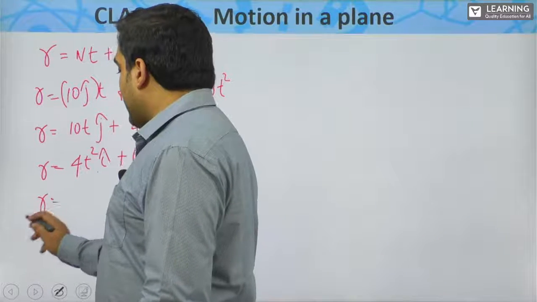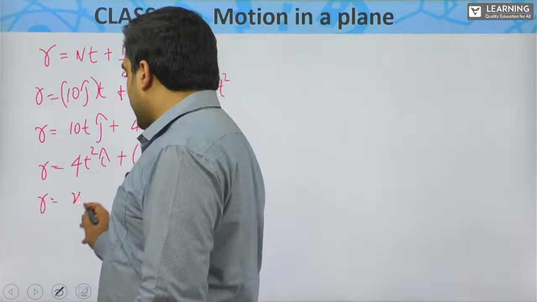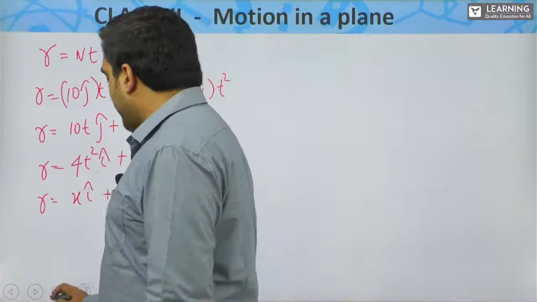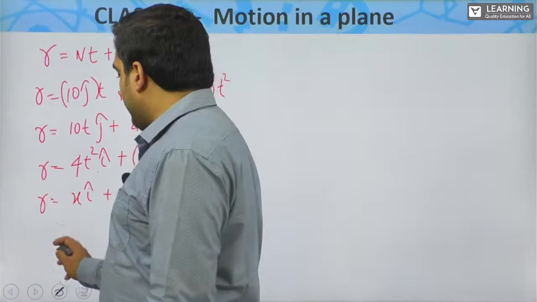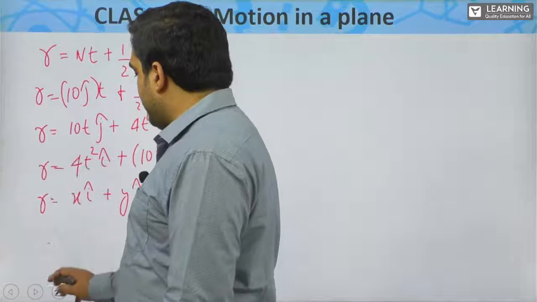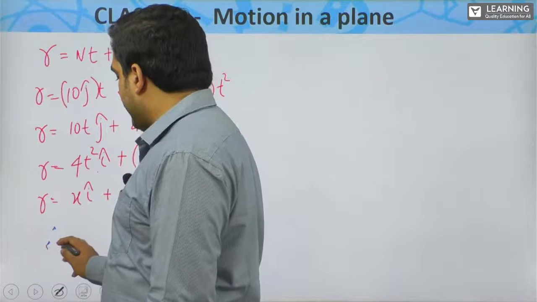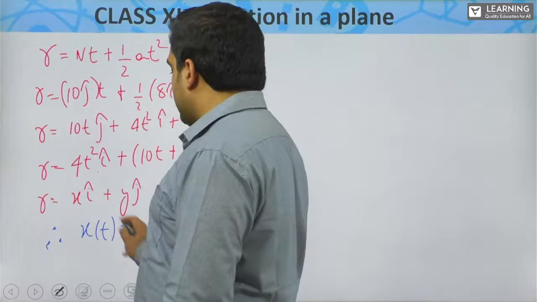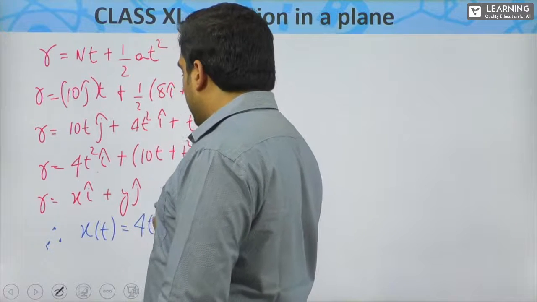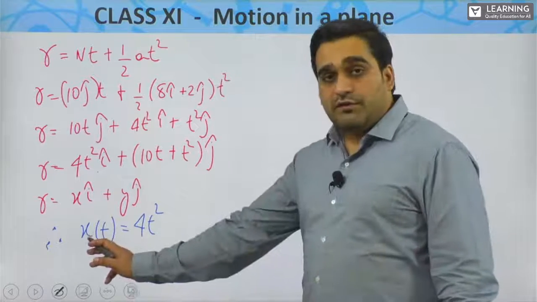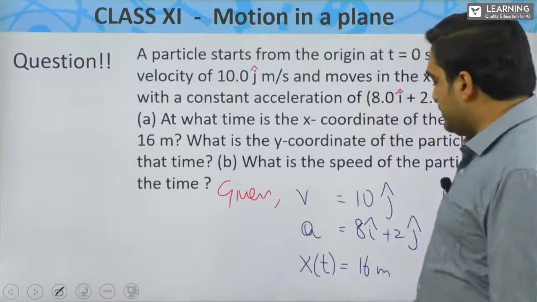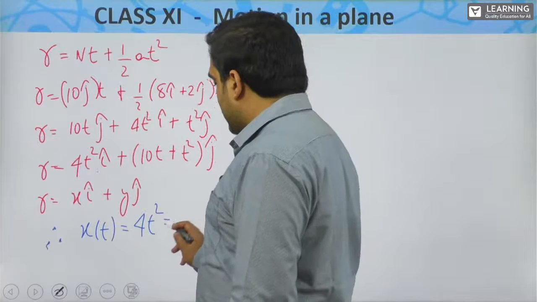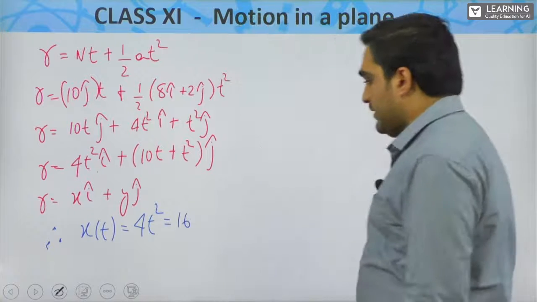Because we have learned that r can be represented as x i cap plus y j cap. Therefore, x of t at any given instant is 4t square. Do we know the value of x of t? Certainly, why not? See, 16 meters. So this is equal to 16.